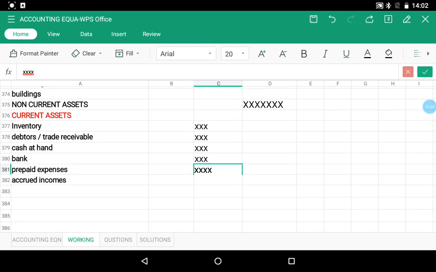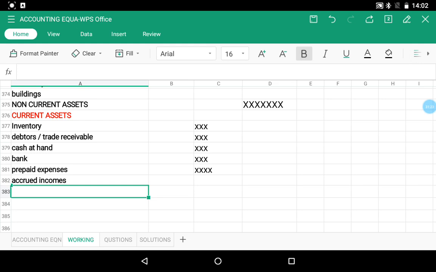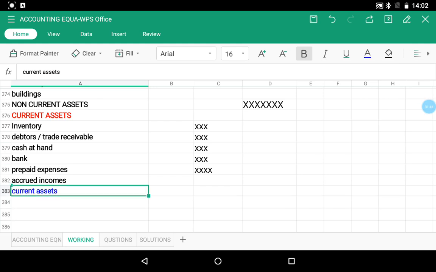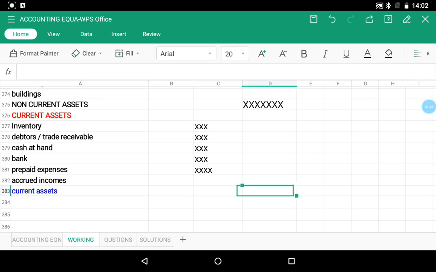Here you come and get your total current assets. Yes. Here we come and get our total current assets. Our total current assets, they are here. Come and record them here. Total current assets.